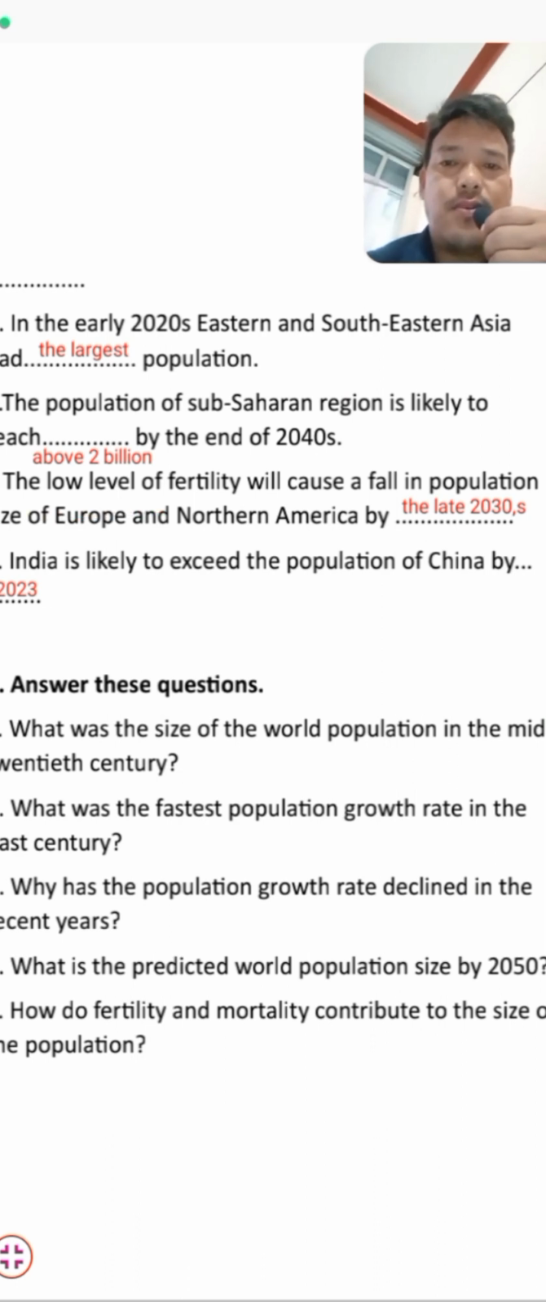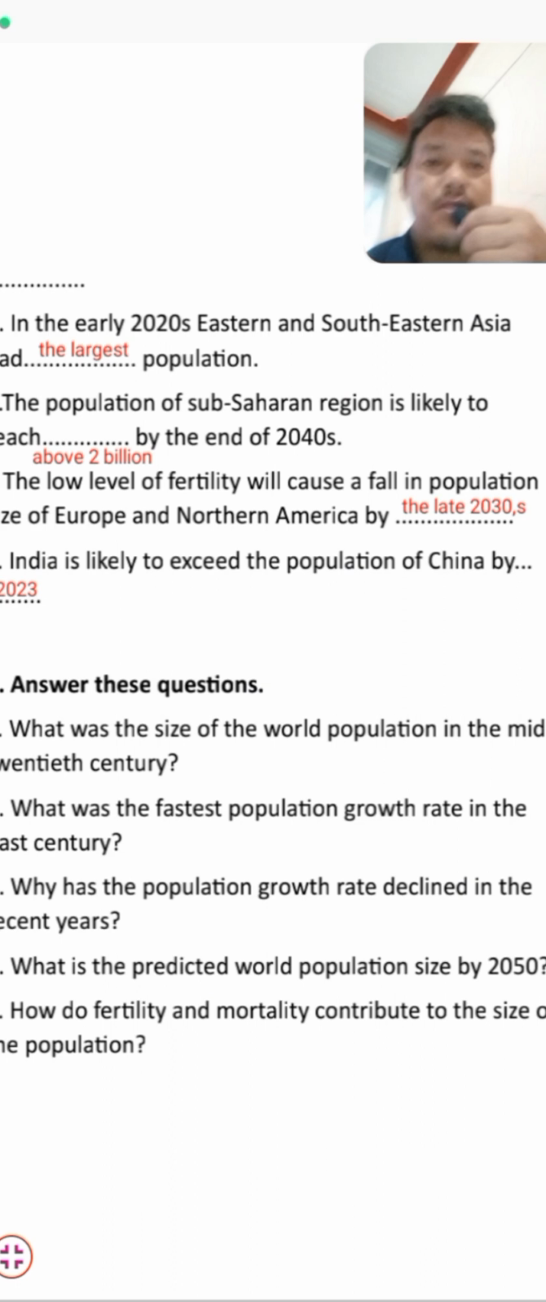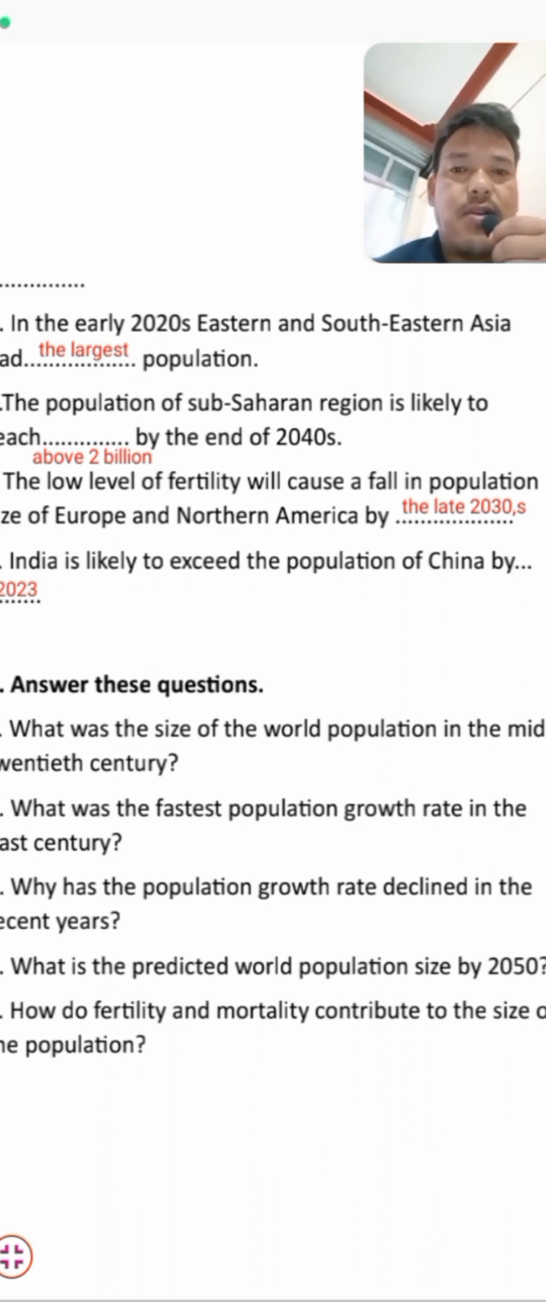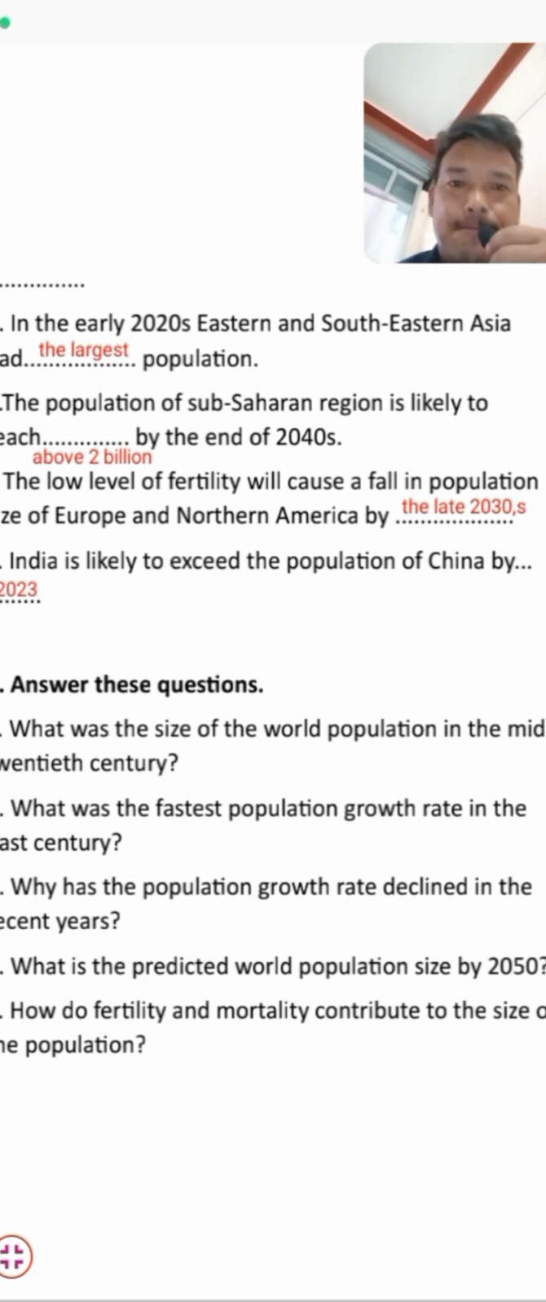And in F number, the low level of fertility will cause a fall in the population size of Europe and Northern America. Because of the low fertility rate and birth rate, it will cause the population size to decrease by the late 2030s. In G number, India is likely to exceed the population of China. India will be the country with the highest population, after China, by 2023. It's all about your exercise number B.